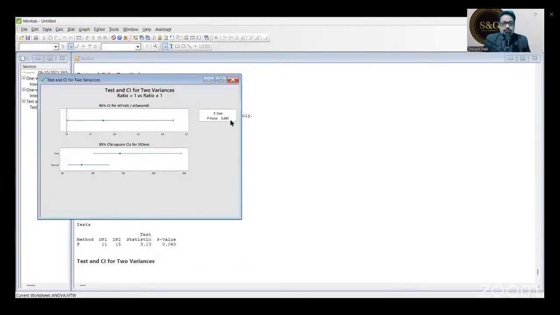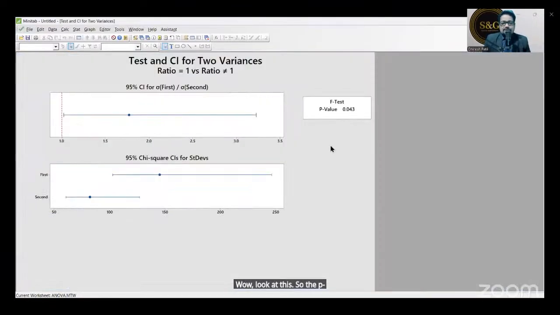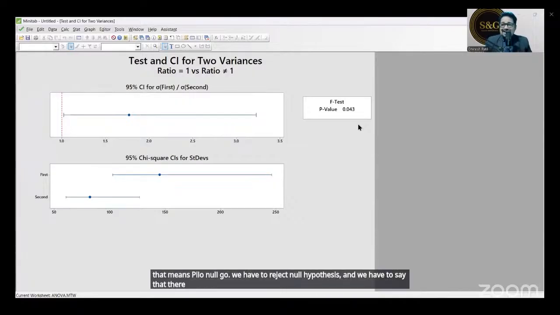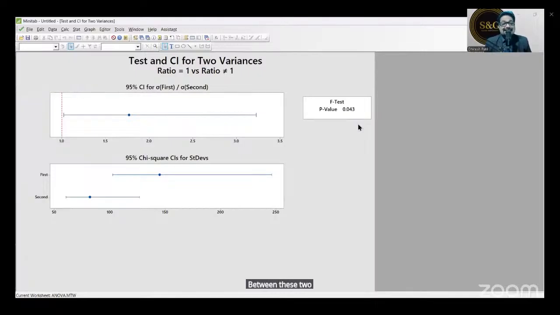Wow, look at this. The p-value is 0.043. Very, very close to 0.05, but still it is less than 0.05. That means P low, null go. We have to reject the null hypothesis and we have to say that there is a small statistically significant difference between these two sample standard deviations.